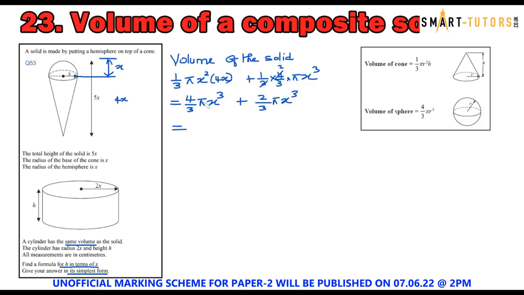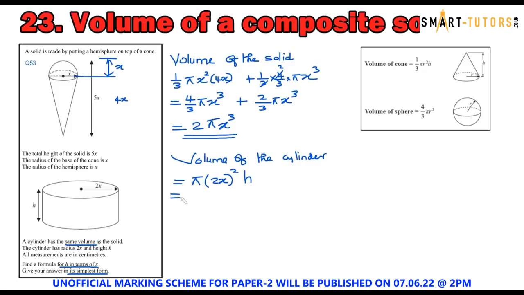So if I combine this one, 4 plus 2 is 6, divide by 3, 2 pi x cubed is the volume of the solid. So now the volume of the cylinder. They said they both are the same. So the volume of the cylinder is equal to pi r squared h. They didn't give the formula, so you've got to remember. Pi r is 2x, whole thing squared, h. If you use your maths knowledge, 2 squared is 4, so 4 pi x squared h is the volume of the cylinder.